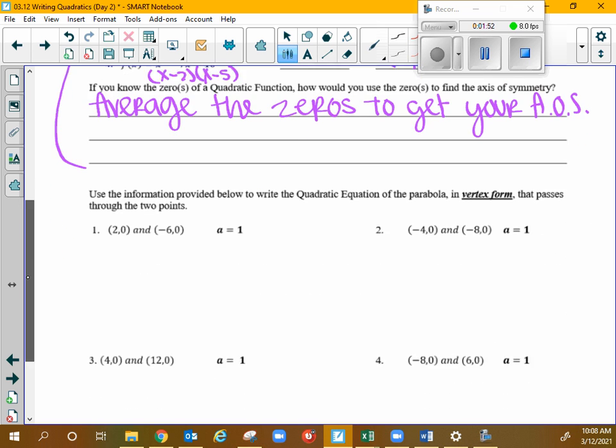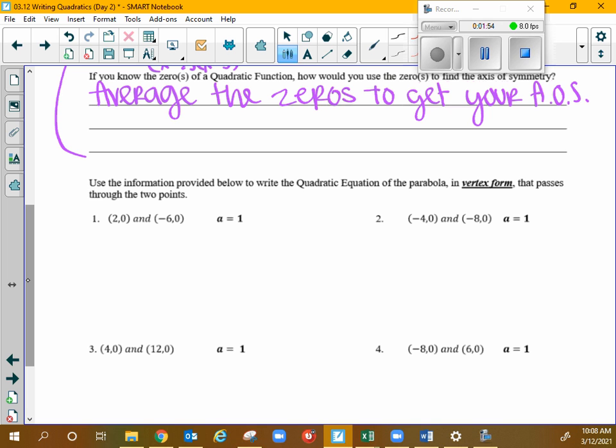So, similar process as yesterday, except they're asking us for vertex form given zeros. Yesterday, they were giving us the vertex for vertex form. They were giving us the zeros for intercept form. Now they're going to give us the zeros for vertex form. So I've got some more work to do, but the process essentially is the same.